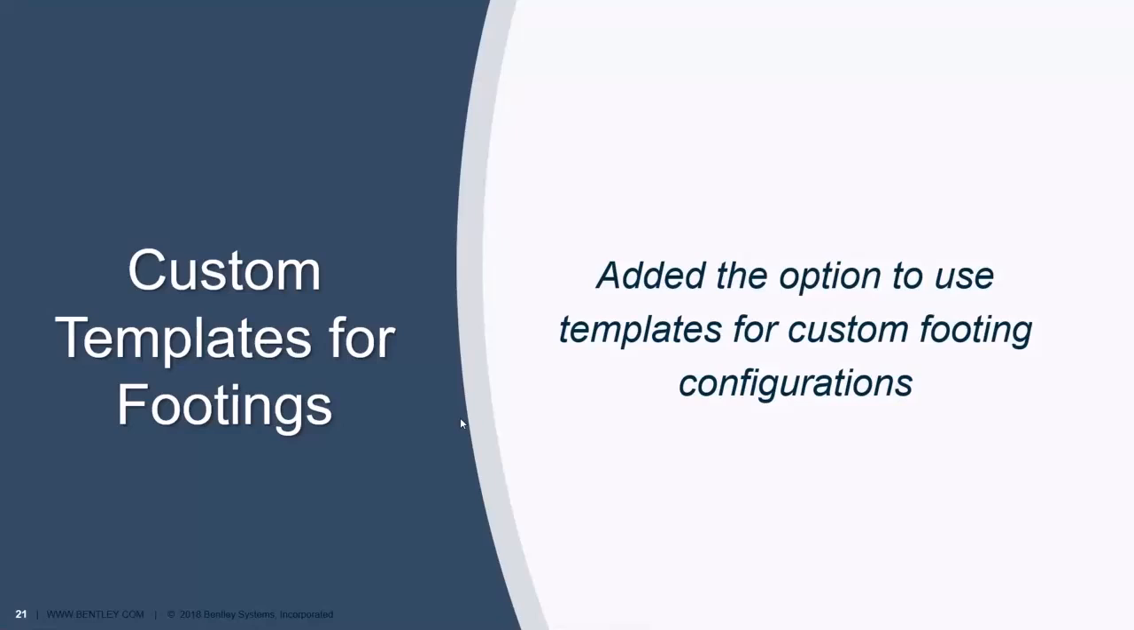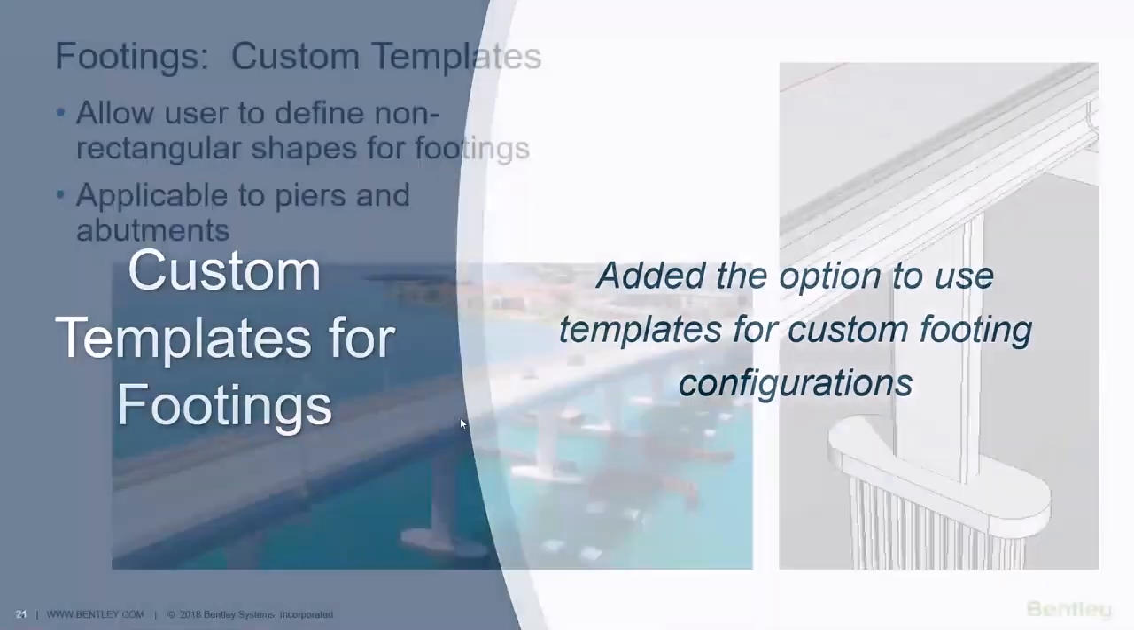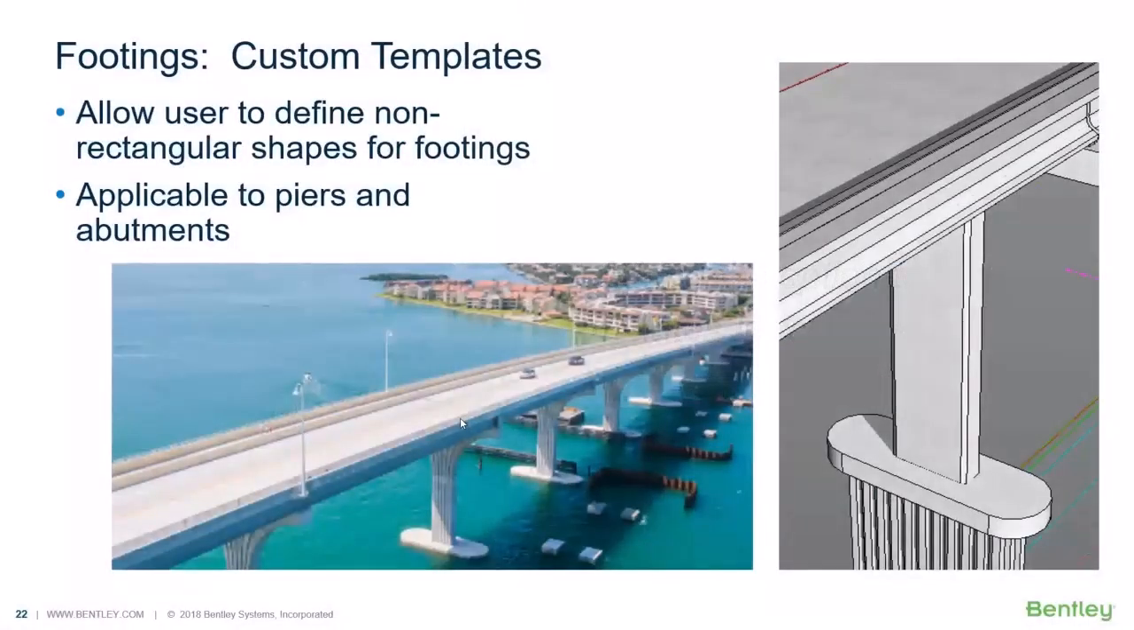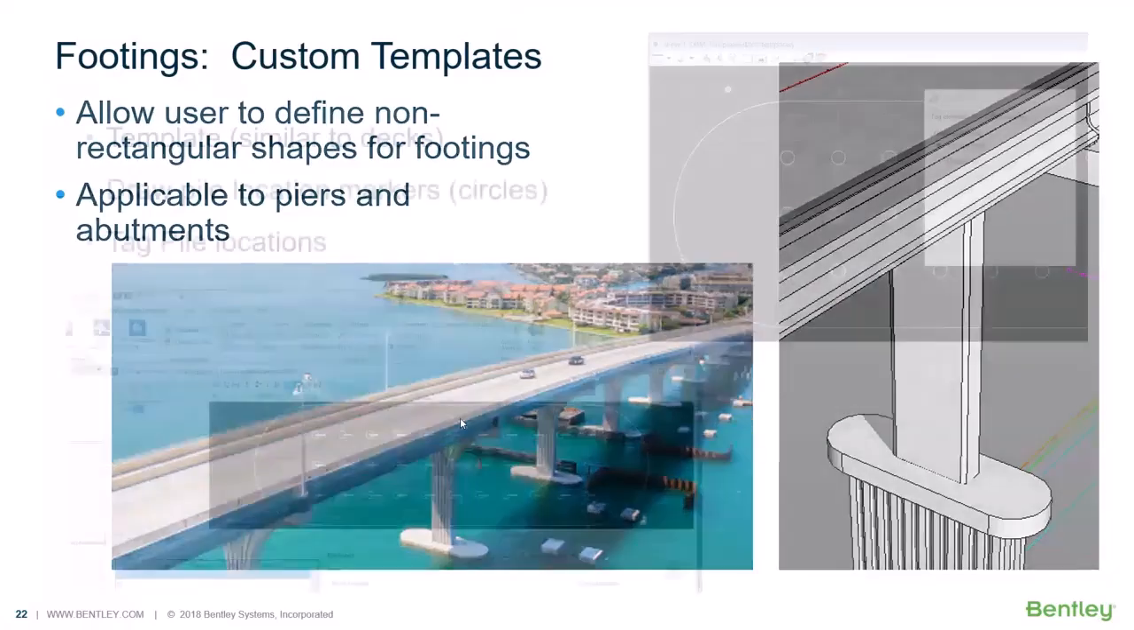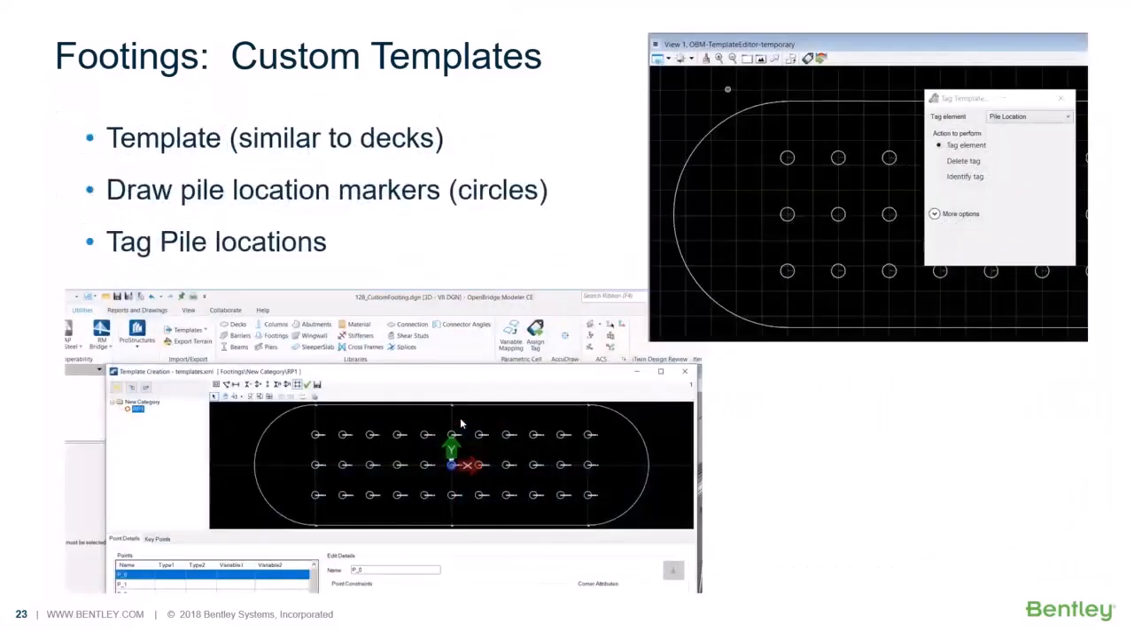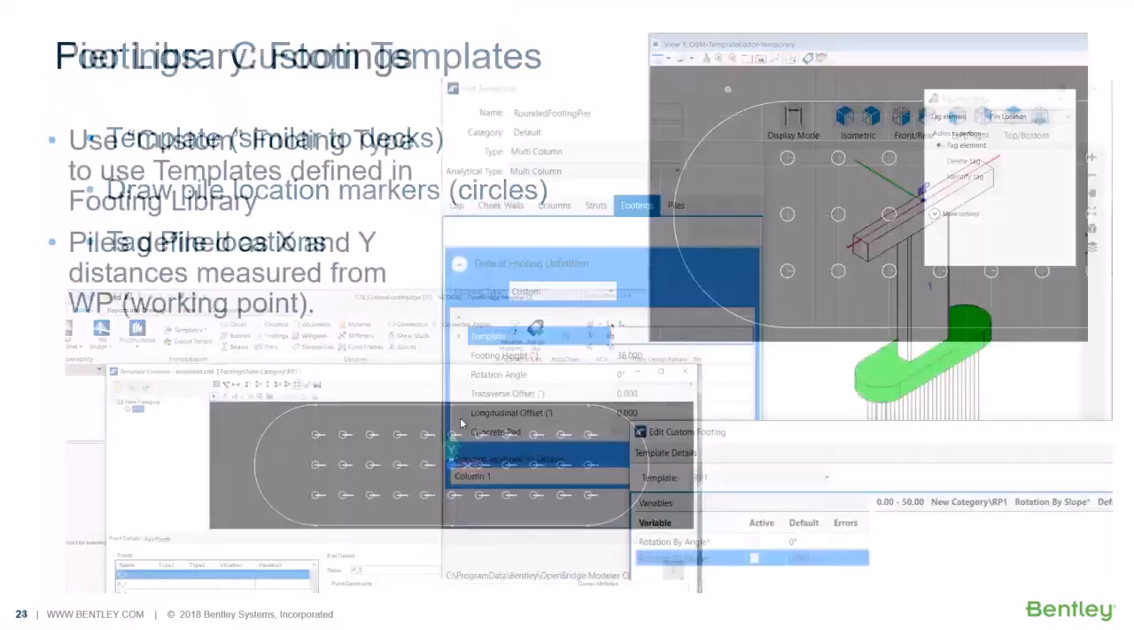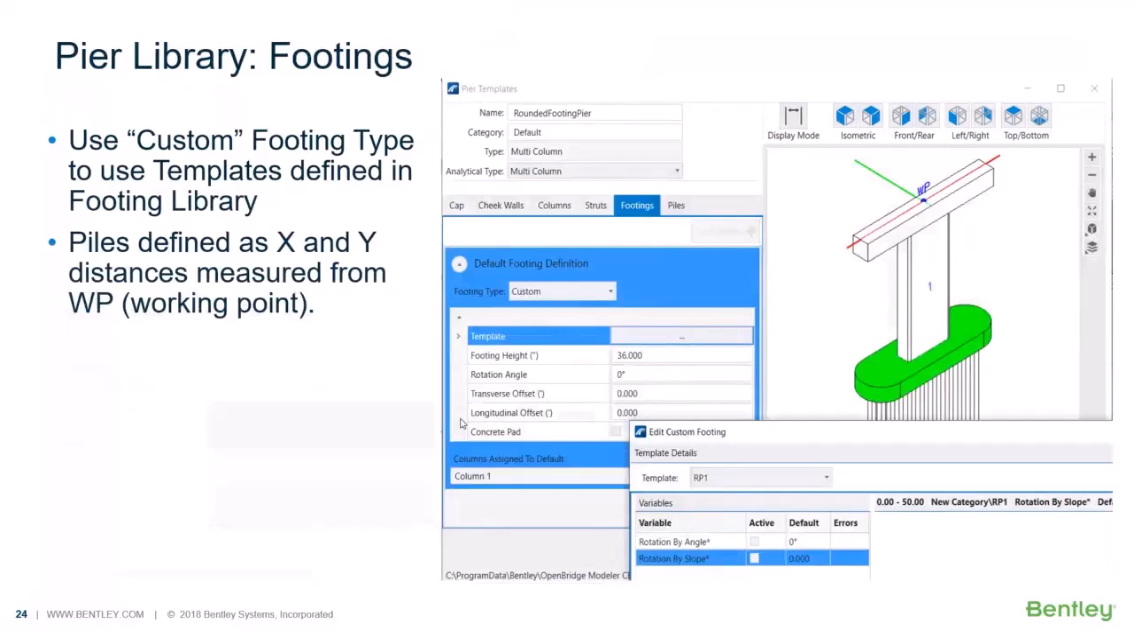Well, using that same technology, we did it for footings. So you just need to develop a 2D template of the shape of footing that you want, and the software will take care of that. It's not only for piers, it's also for abutments, and it also considers the ability to put piles on it. So again, you just need to create a template for that. You can also, as I said, apply piles and tag their locations and use variables too. And when you place it, it's just a matter of selecting in the dialog box that you want a custom footing, that is the template that you want to use.